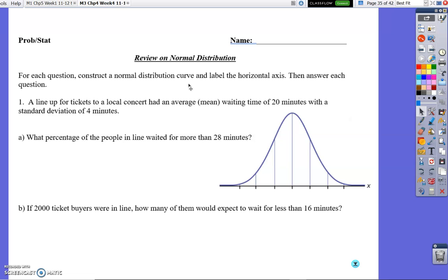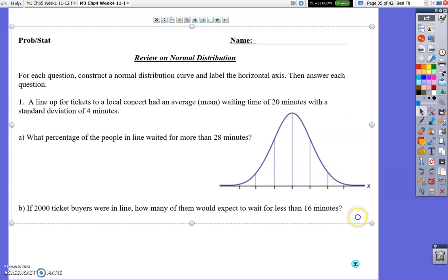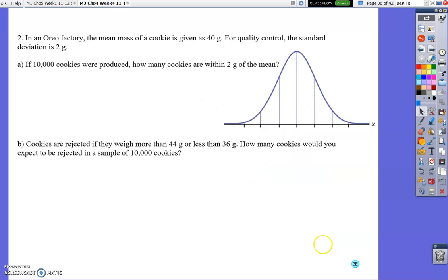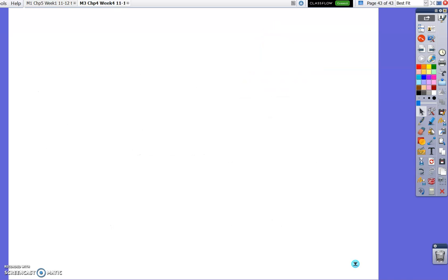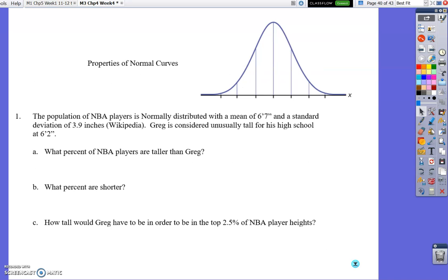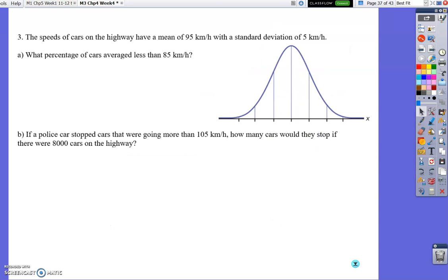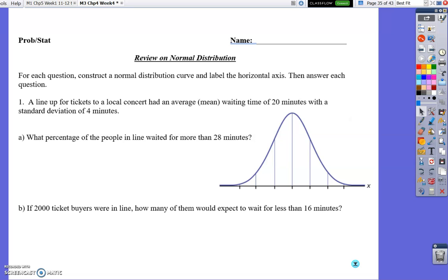So for each question, we're going to construct a normal distribution curve and label the horizontal axis, then answer each question. So the very first thing you do is take the given information and label everything. You'll notice for every problem on this page, on the first part of the worksheet, I've given you a picture that you're just going to label. And then on the third page, you just have the one picture, and then you'll have to draw your own, or just label and erase, or label and erase. Whatever works for you.